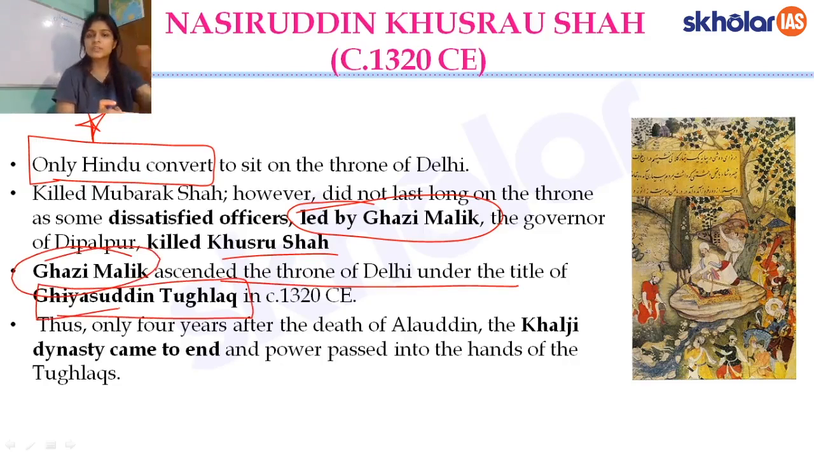Remember, Firoz took the title of Jalaluddin Khilji. Similarly, Ghazi takes the title of Ghiyasuddin, so as to have a name that sounds like Sultan, right? And that is how in 1320, the Tughlaq dynasty is founded. And just after 4 years of the death of Alauddin, which is the star of the Khiljis, the Khilji dynasty comes to an end and the power passes into the hands of Tughlaqs.